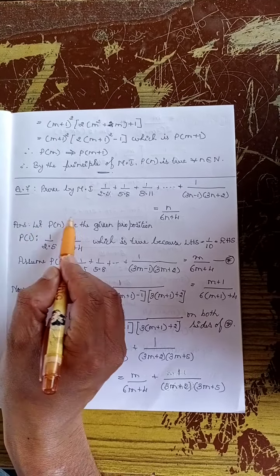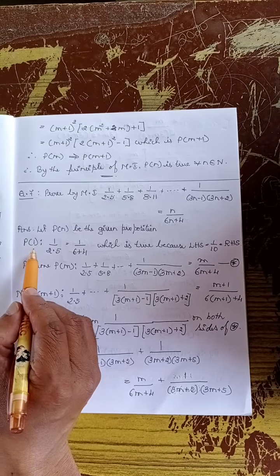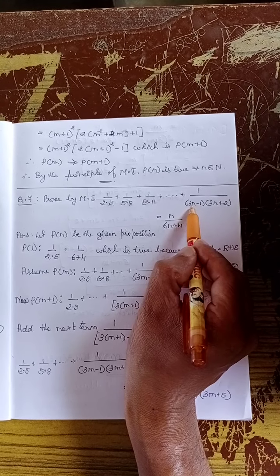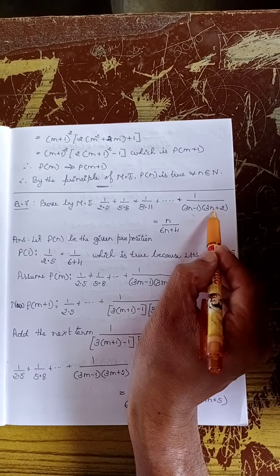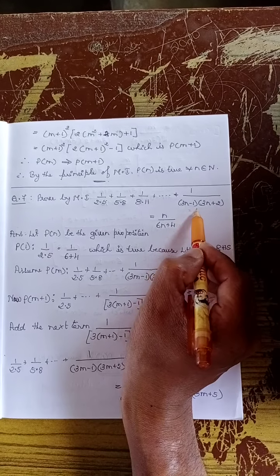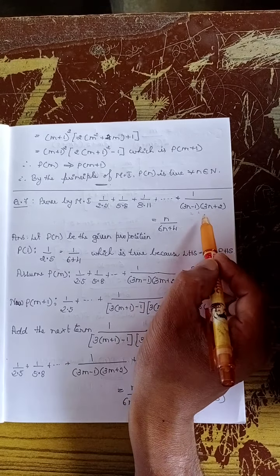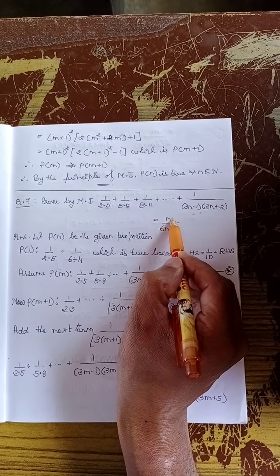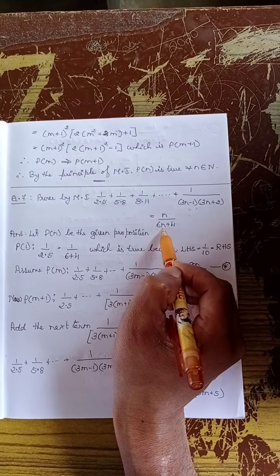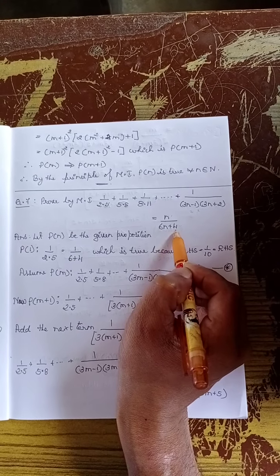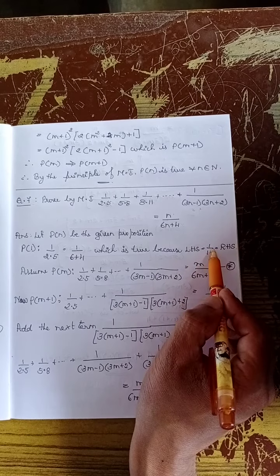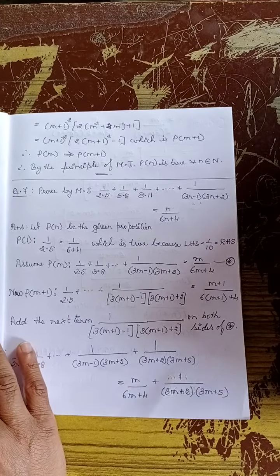Proof. Let the given statement be p of n. Verify p of 1 is true or not. Here 1 by 3 into 1 is 3, 3 minus 1 is 2 and 3 into 1 is 3, 3 plus 2 is 5. So 2 into 5 is 10. Here 1 by 10, and on the right hand side it is 1 by 6 into 1 is 6, 6 plus 4 is 10. So 1 by 10. Therefore left hand side and right hand side both equal 1 by 10. Therefore p of 1 is verified.